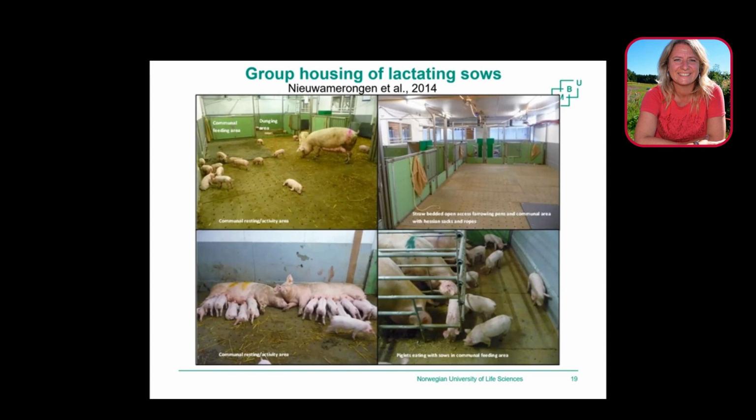Those are pictures from the Netherlands, where they have a communal feeding area and dunging area, and they also have straw-bedded open access farrowing pens. So it's a very nice system, but in reality, I think that for an average farmer, it's difficult to make it really work with good production results. Or at least it has to be farmers that are really motivated to follow up on individual variation.